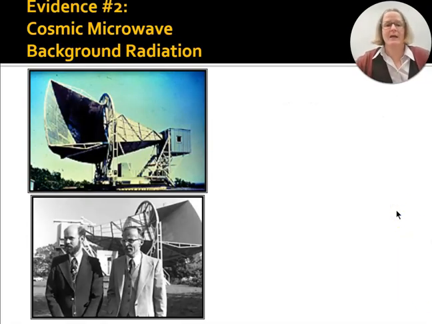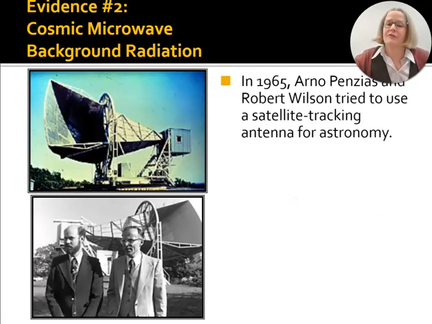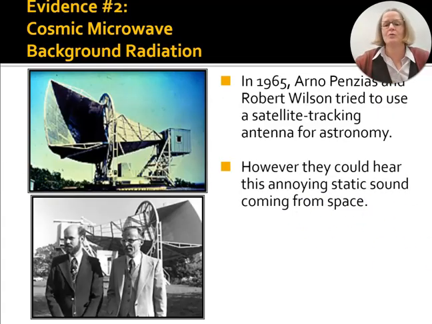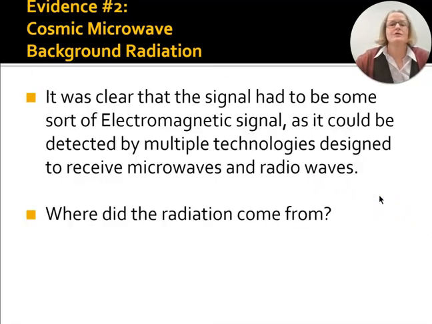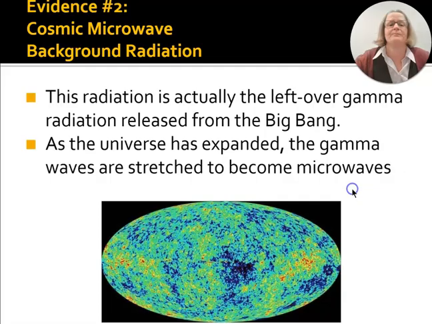The second piece of evidence that we have for the Big Bang is called cosmic microwave background radiation. And in 1965, two scientists called Arno Penzias and Robert Wilson were trying to use satellite tracking antenna for astronomy. The problem was, though, all they could hear was static coming from space. And it didn't matter where they pointed their antenna, all they could hear was static. So it was clear that the signal had to be some kind of electromagnetic wave because it could be detected by anything that could receive either microwaves or radio waves. So where was it coming from?